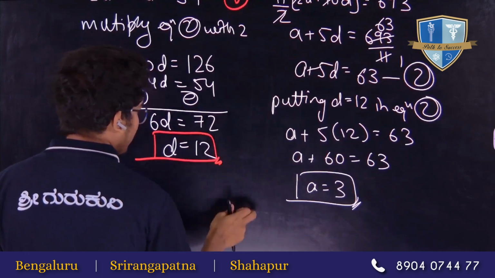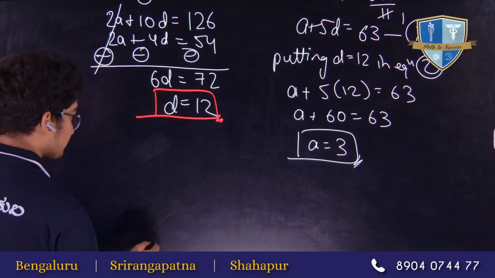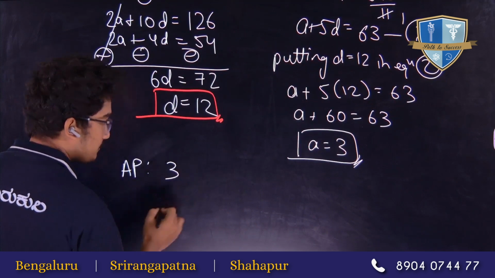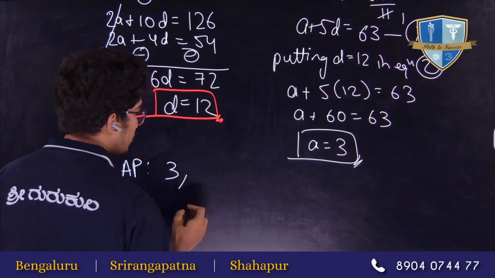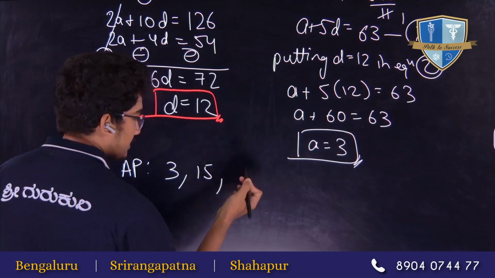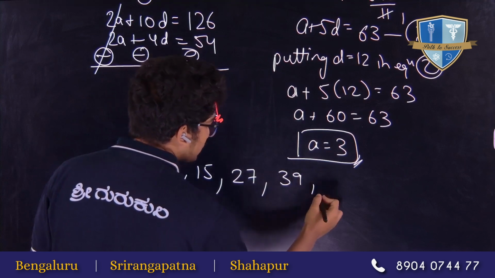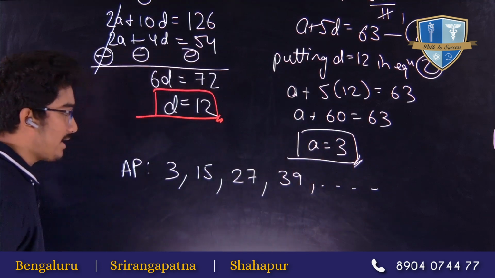So we can find the arithmetic progression. Our AP will start from 3, then plus 12 it will be 15, plus 12 is 27, plus 12 is 39, and so on. This is our arithmetic progression.